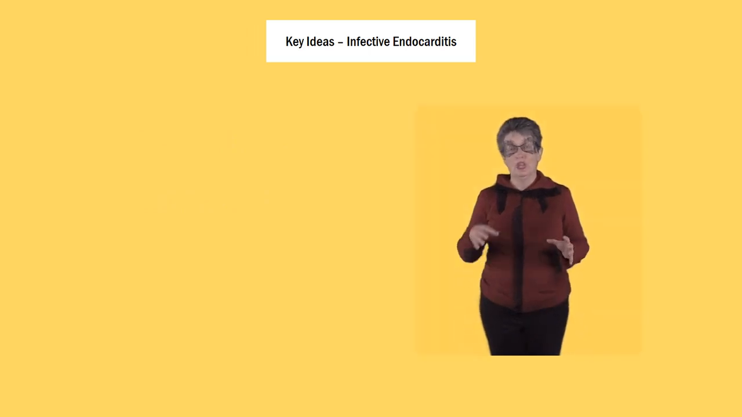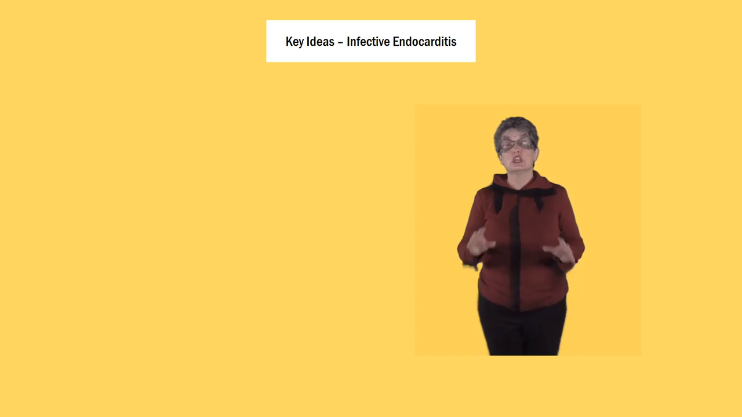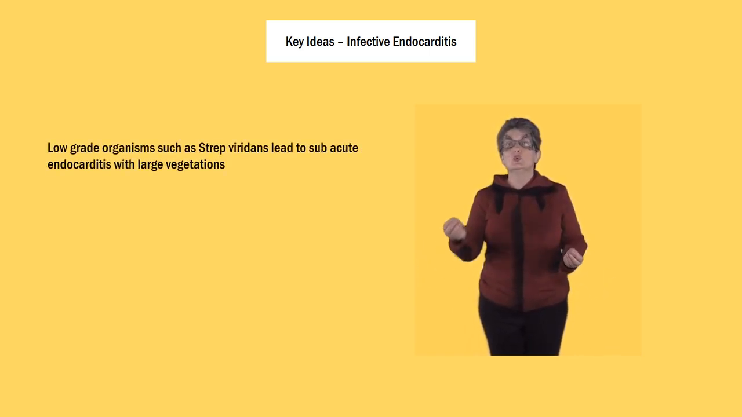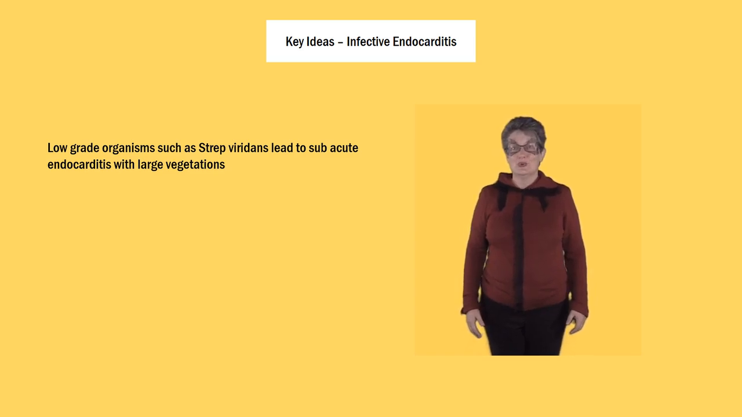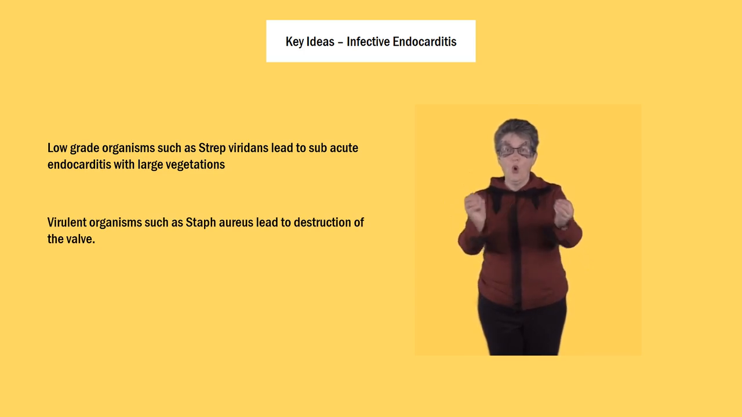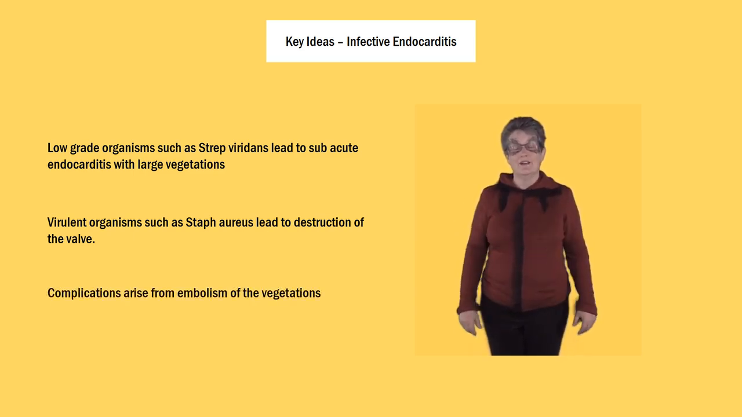Another thing that can happen with damaged valves is that they can become infected. They can either become infected with low-grade organisms, such as strep viridans, which leads to subacute endocarditis with large vegetations. Virulent organisms, such as Staph aureus, lead to destruction of the valve, holes, abscesses. And both these can have complications from embolism of the vegetations around the arterial tree.